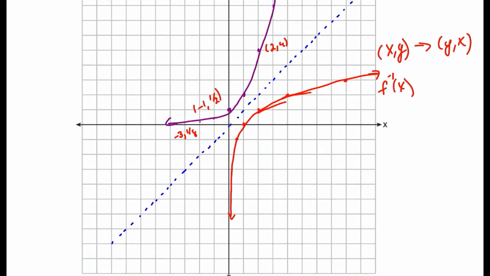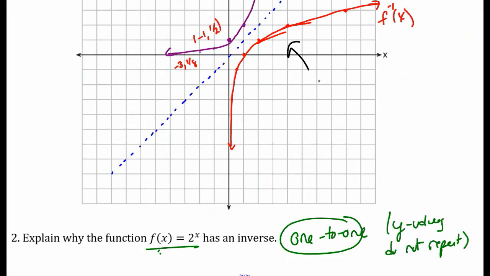So make sure you recognize this graph. This graph here is going to be very important in the future, this red function that we just made. That's going to be a very, very important graph that we study because that's the inverse, apparently, of an exponential function.